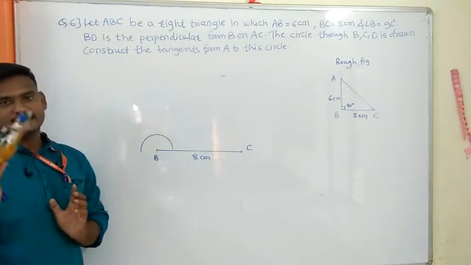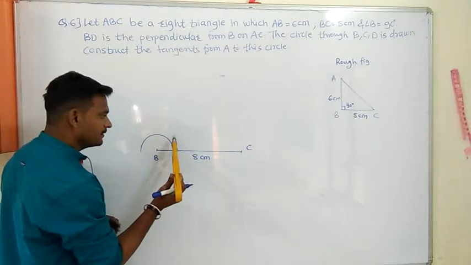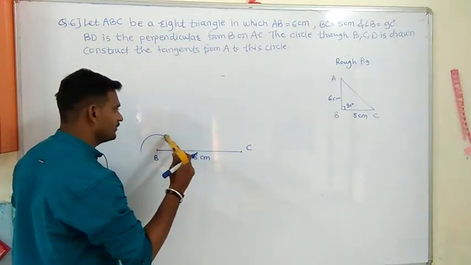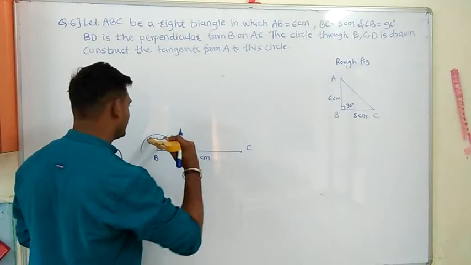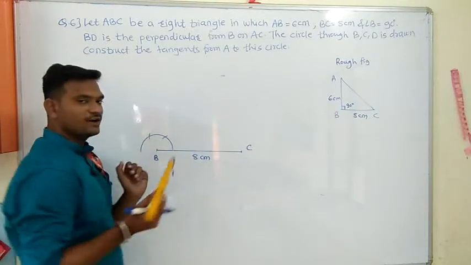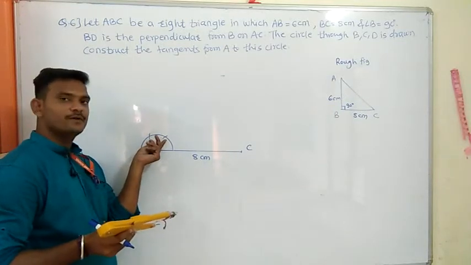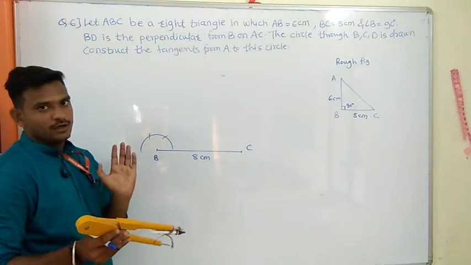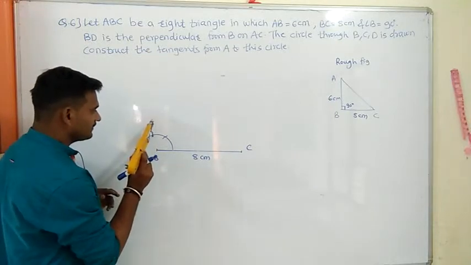And don't change the distance in the compass. Put the compass here and mark one arc. This is an angle of 60 degrees. Again mark another arc, and we got this entire angle equal to again 60 degrees. This 60 and 60 make 120 degrees, but we want 90 degrees. If we bisect this angle, we will get 30 degrees. This 30 plus this 60 will equal 90 degrees. We have seen this in class 9th. The same thing we have to do here.